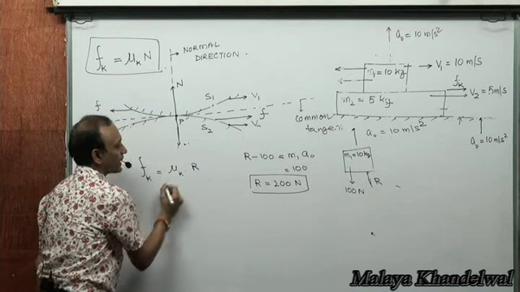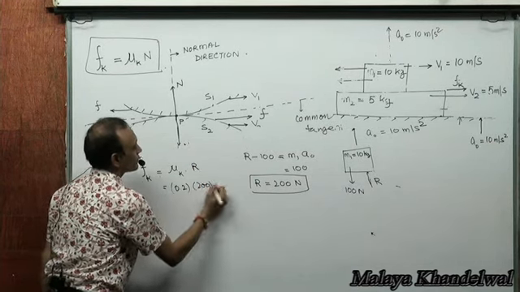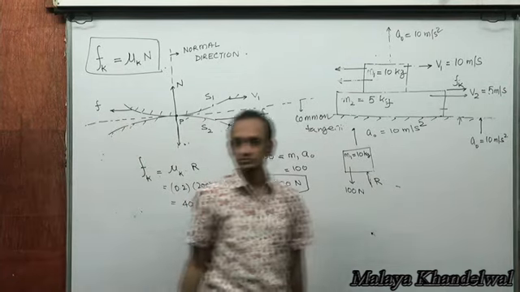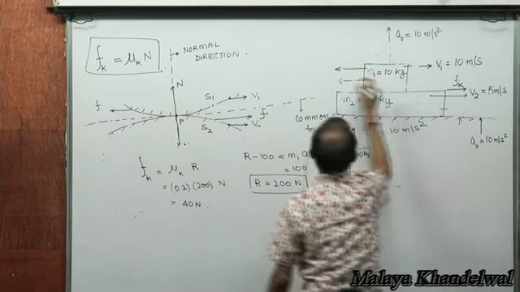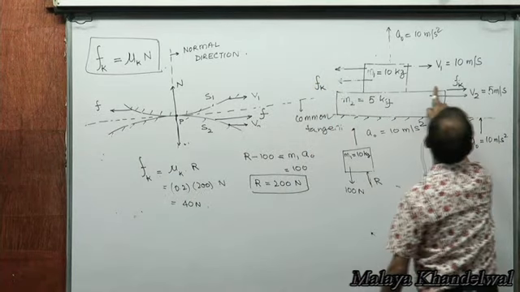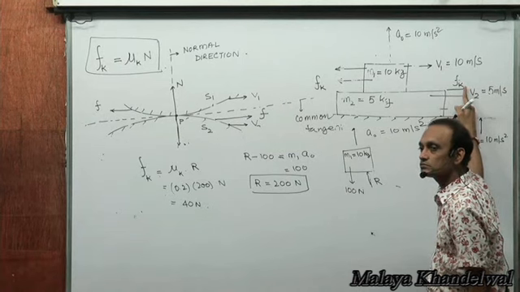Mu k into normal reaction. So mu k is given to be 0.2, R is 200, so that makes it 40 newtons. So M2 will exert on M1 a kinetic friction Fk equal to 40 newtons like this, and M1 will exert on M2 an equal and opposite 40 newtons in the opposite direction, right?